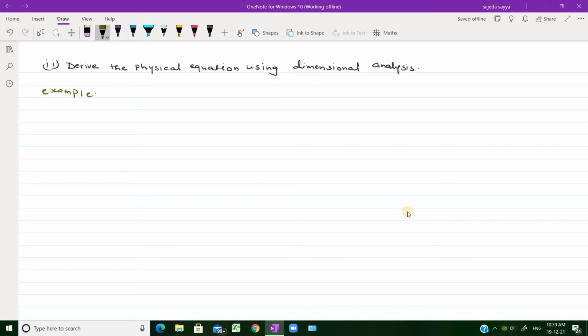It is given that the time period of a simple pendulum is dependent on the length of the string and is also dependent on acceleration due to gravity. Then find the equation of time period of simple pendulum. Therefore, T is directly proportional to L raised to A, we don't know the power of it, and acceleration due to gravity G raised to B. This dependence is given. So, we are asked to find what is T. Let us derive it.